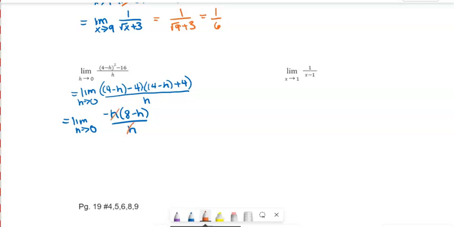Now I can cancel out those, and I can solve my limit now that I no longer will get a 0 on the bottom. So I have negative 8 minus 8 as my simplified form. And so I'm going to end up with just negative 8.